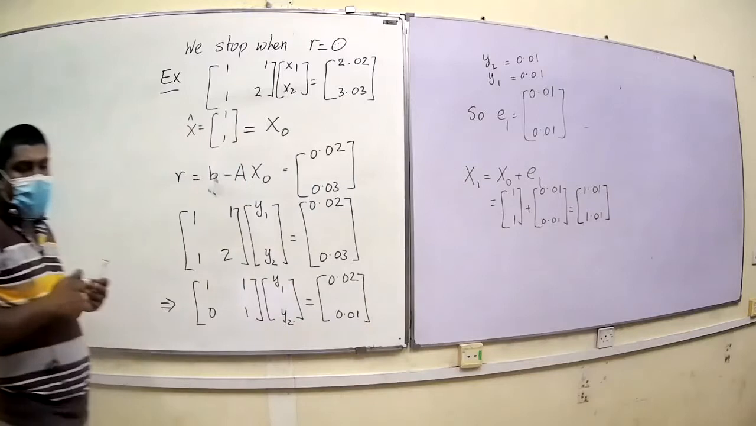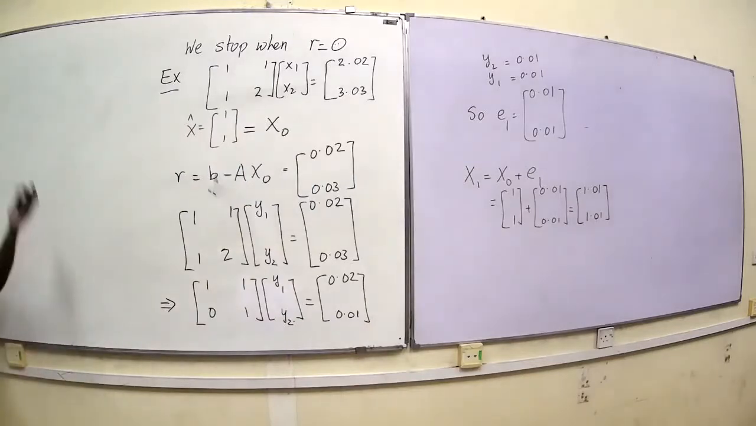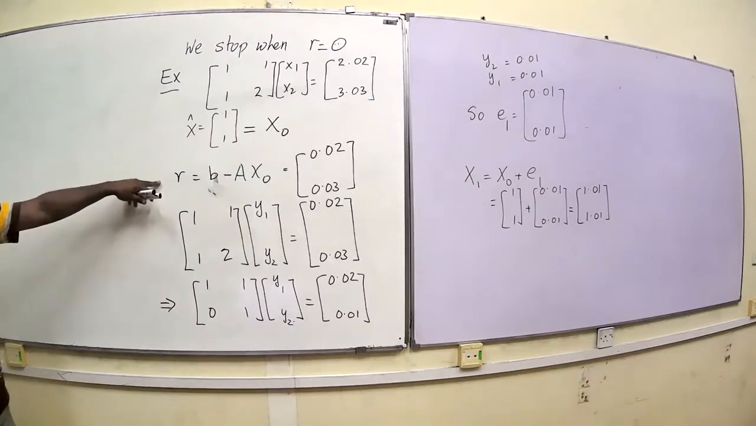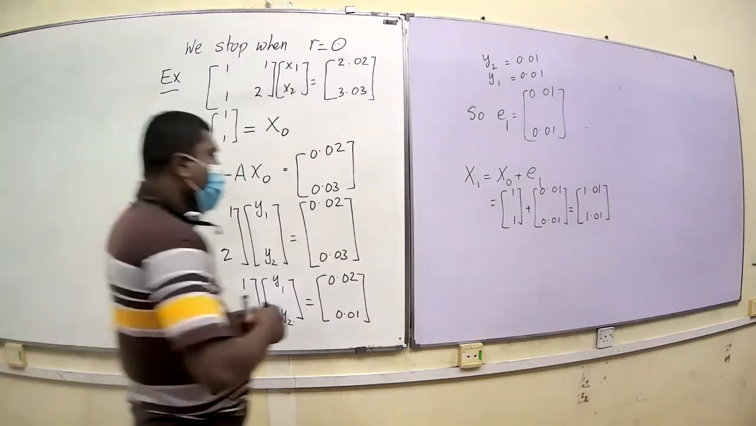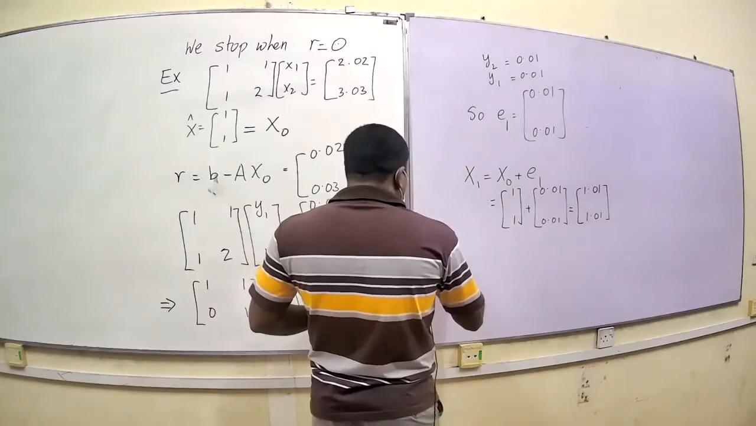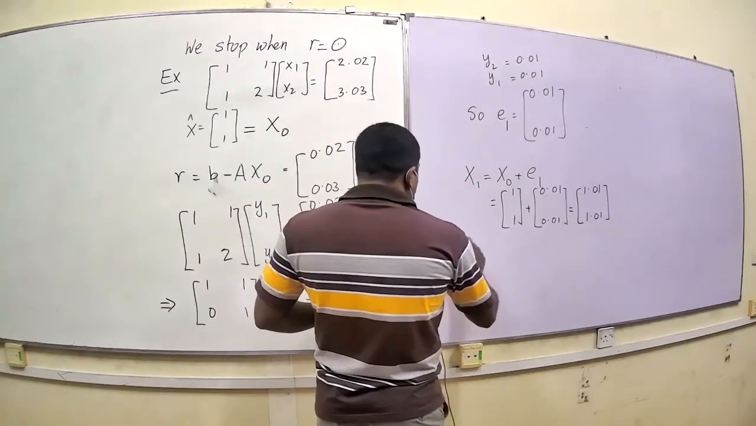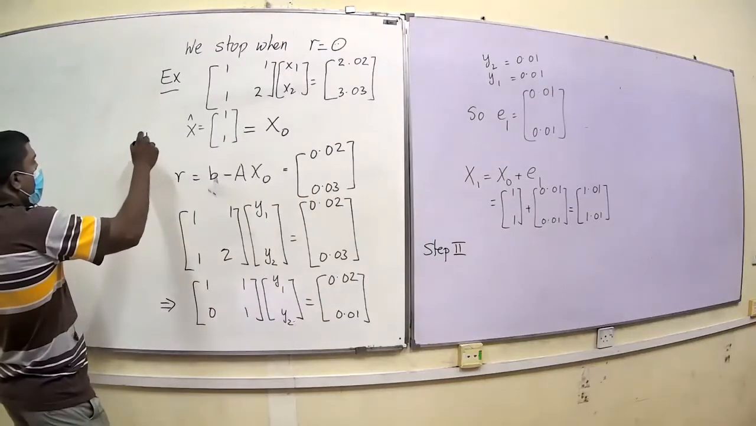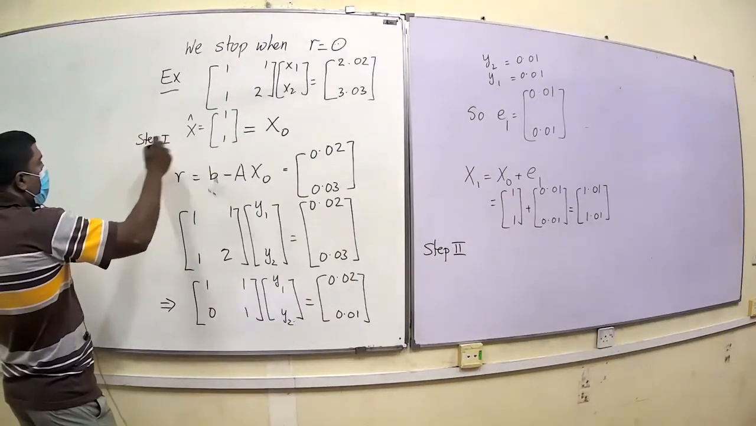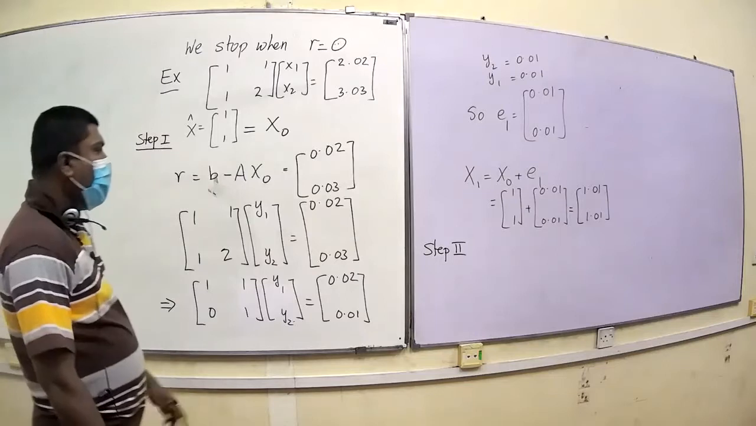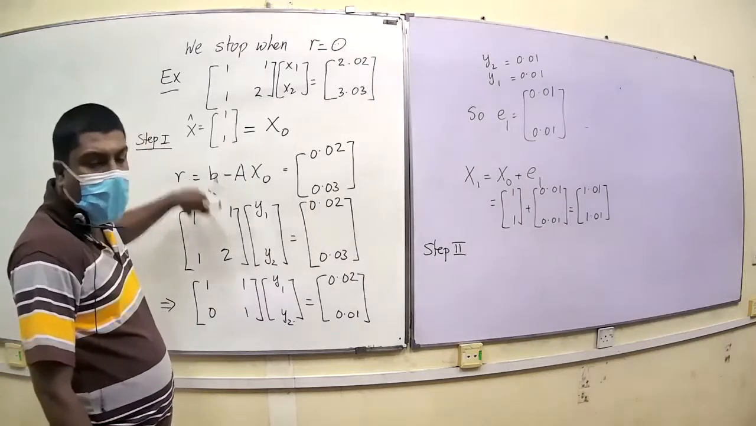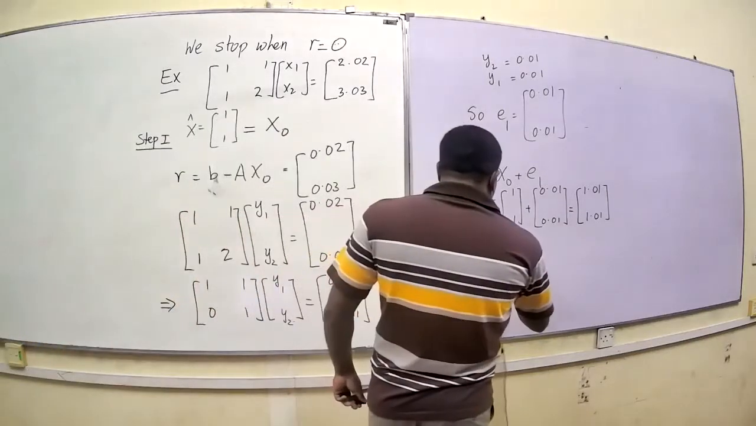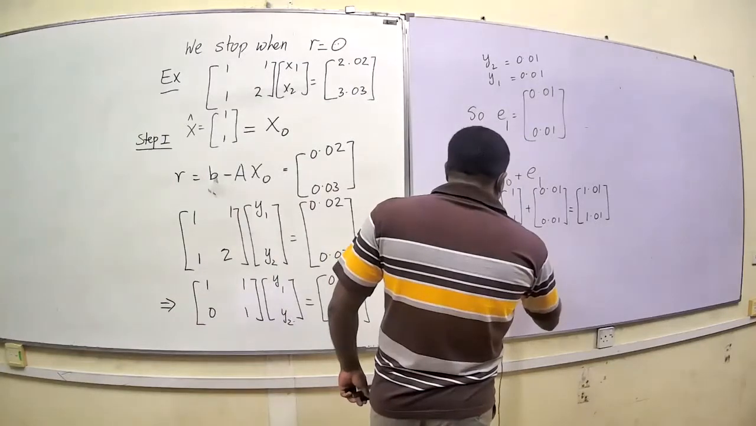Okay, so this completes the first step. Then you go to the next step. Next step again, you start finding R. So step 2 I am writing. So this is step 1. You are starting with step 1. Step 2, you start again. R. This time you have x1.